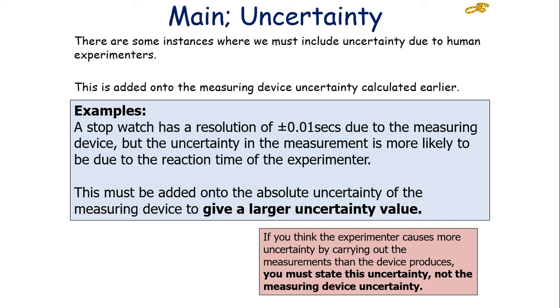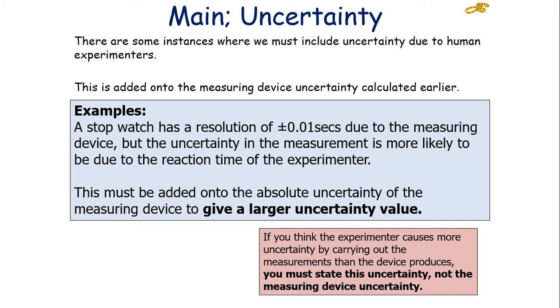So for example, a stopwatch might have a resolution of plus or minus 0.01 seconds, so in the previous methodology that gives us an absolute uncertainty of plus or minus 0.01 seconds because you look at a stopwatch twice, once to start it, once to stop it. However, you would know that there's going to be a bigger absolute uncertainty than plus or minus 0.01 seconds because there's the reaction time of the experimenter to consider.